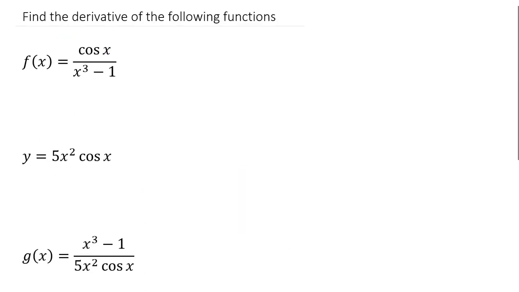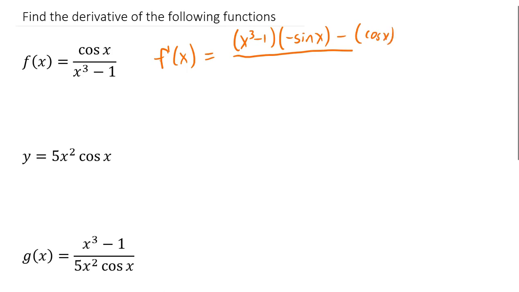We'll practice that a little bit. For this one, for the f of x, f prime of x is going to be, I'm going to do some quotient rule. I'm going to do low d high minus high d low all over low squared.